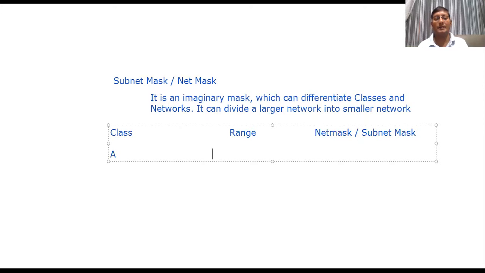Let us take class A. Then you can find the range. What is the range here? 1 to 126, right? For this range, what is the net mask we have? We will have 255.0.0.0. This is the default net mask for class A. Whenever you find class A, you can find the net mask as 255.0.0.0.